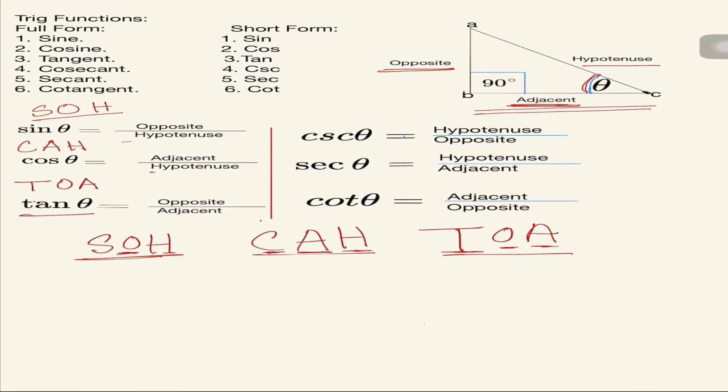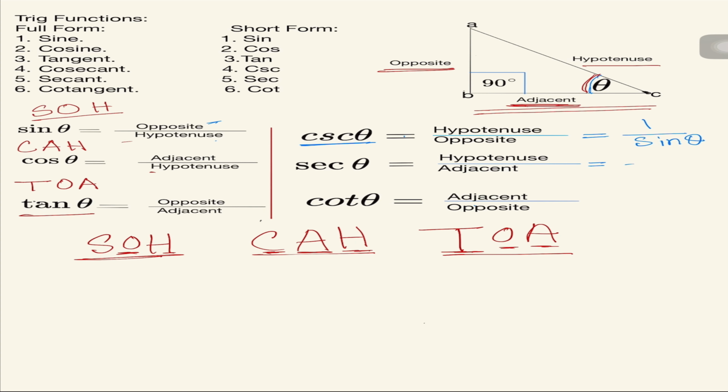Now here is the interesting fact for the cosecant, right? Let me just change the color. For cosecant, we have hypotenuse over opposite. That means it is exactly the reciprocal of sine theta. Because sine theta is opposite over hypotenuse, if you flip it, you get 1 over sine theta, and you get hypotenuse over opposite, which is cosecant theta.